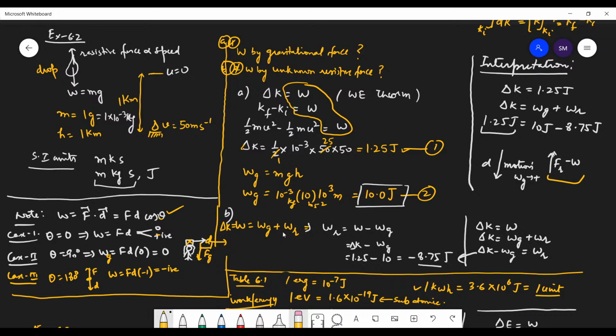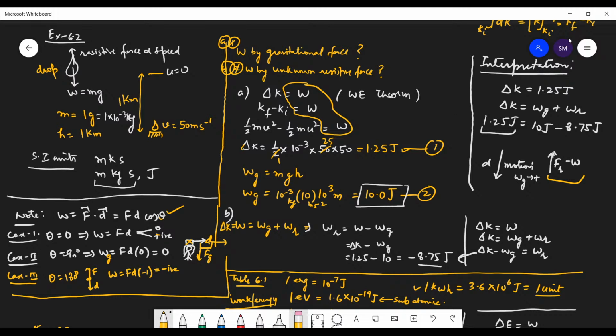So what is the work done by the resistive force? Wg will go to the other side, and this comes out to be W minus Wg. That means total work done minus work done by the gravitational force is the work done by the resistive force, and total work done equals the change in kinetic energy, so minus Wg. So the work done by the resistive force is minus 8.75 joules.